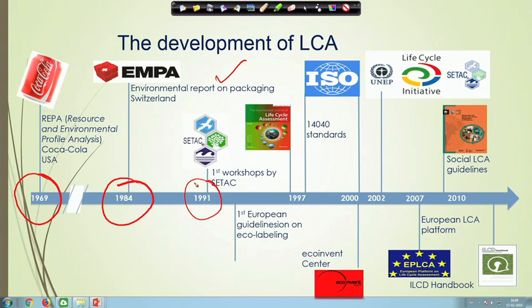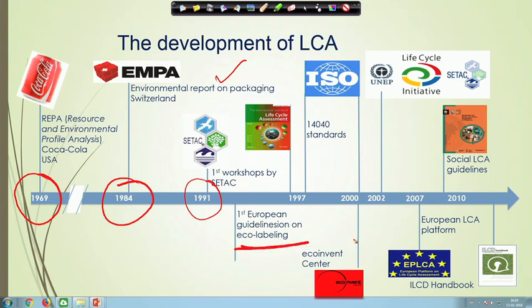SETAC, for those of you who do not know, is the Society of Environmental Toxicology and Chemistry. It is a huge, pan-world global organization. People around the world are members of SETAC, and SETAC has done a lot of work in terms of LCA. They were the initial flag bearer of the life cycle method. Then the first European guideline on eco-labeling came.